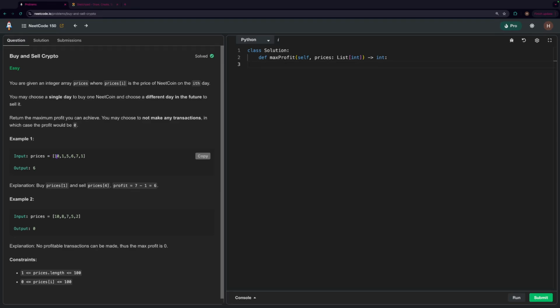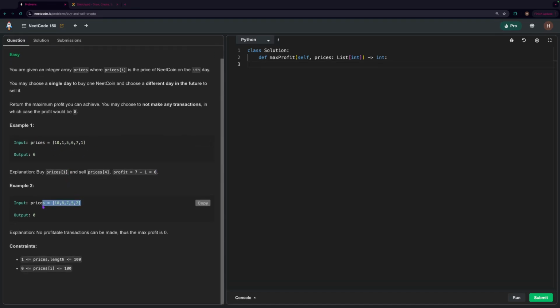So in this case right here, we have 10, 1, 5, 6, 7, and 1. Our output is 6 because if we buy NeetCoin on this day right here, which is day 1, or I guess day 2 kind of. I mean, if we're talking about it from the zero index, this is day 1. Then we have 0, 1, 2, 3, day 4. So if we buy on day 1 and sell on day 4, we make a profit of $6, assuming this is in dollars or whatever it is. In this case, it's 0 because no profit's going to be made.